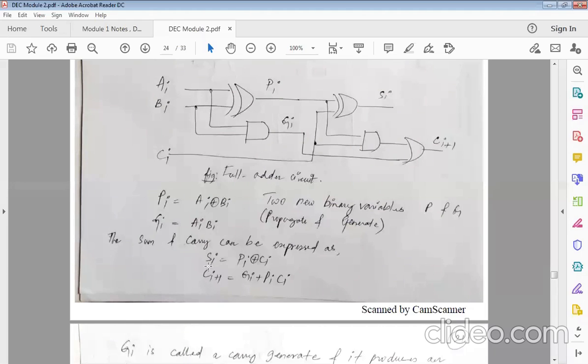SI is nothing but PI XORed with CI. So your SI, the final sum, is nothing but PI. What is PI here? PI is nothing but your AI XORed with BI. So PI is here, then this CI is getting XORed here. So the final SI, instead of calling it A XOR B XOR C, I'm just calling it PI XORed with CI because PI is A XORed with B.